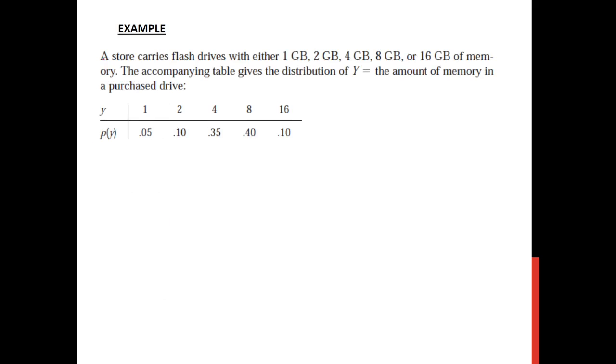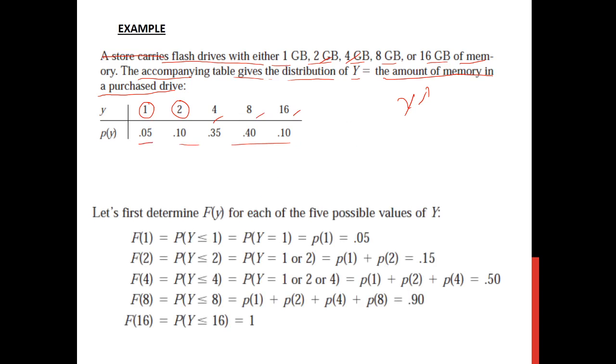A store carries flash drives with either 1 GB, 2 GB, 4 GB, 8 GB or 16 GB of memory. The accompanying table gives the distribution of Y equal to the amount of memory in a purchased drive. So Y is the random variable, the amount of memory in a purchased drive. Y can take the values 1, 2, 4, 8, 16 and their corresponding probabilities are given. So now we will determine the cumulative distribution function.